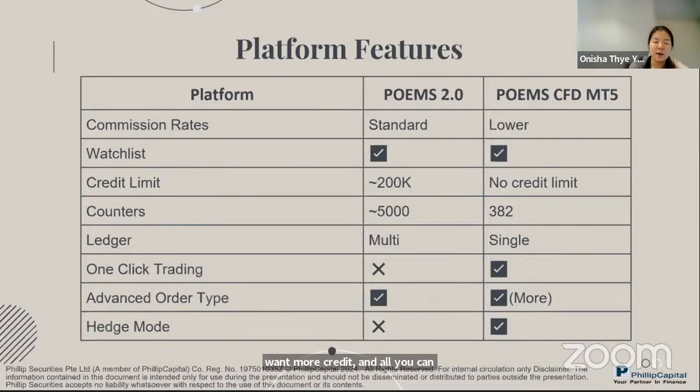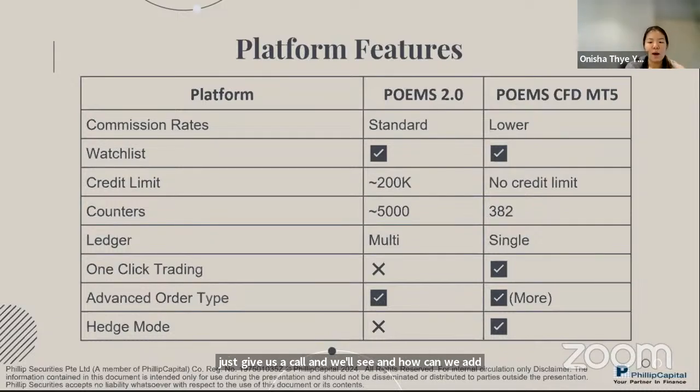Okay, counters-wise, POEMS 2 has more, but as of now, CFD MT5 has only around 382, but we're looking at ways to add more counters. So if you want to trade any other counters that are not listed on our MT5, you can just give us a call and we'll see how we can add that counter in for you to trade.